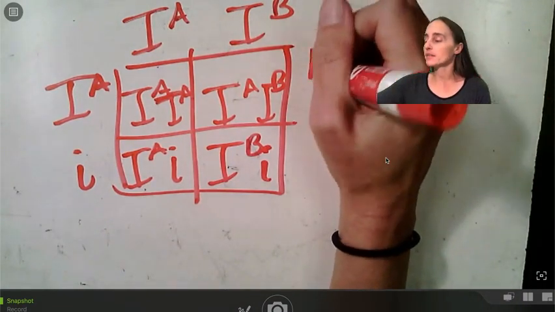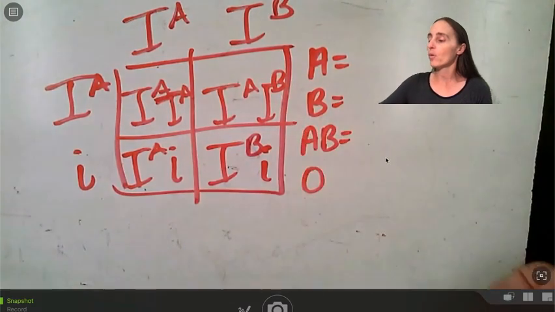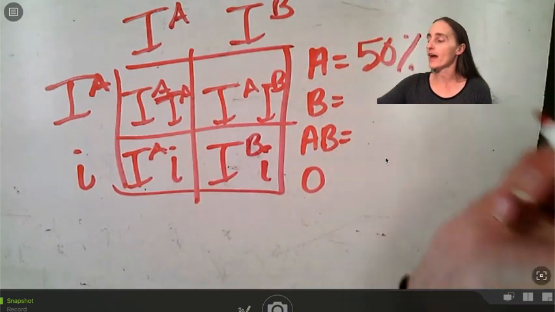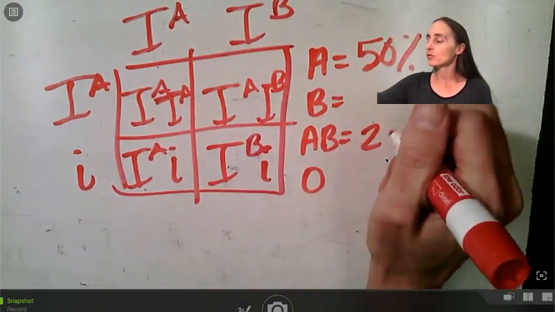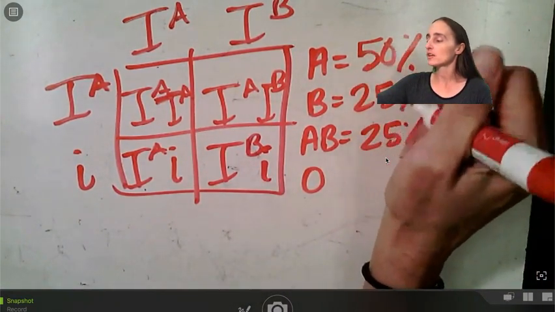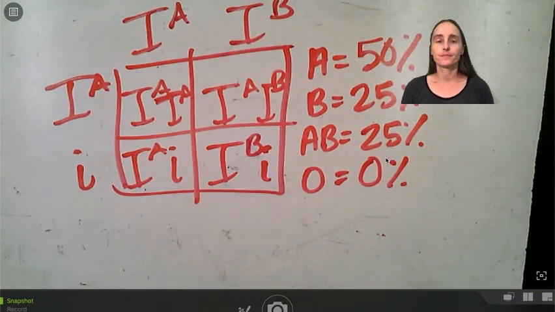So what's the percent chance of offspring? Let's see. How about type A blood, type B, type AB, type O? What can we have here? We have two type A, so 50% chance of that. One type AB, so 25% chance of that. And one type B, 25% chance of that. No percent chance of O. Does that make sense?